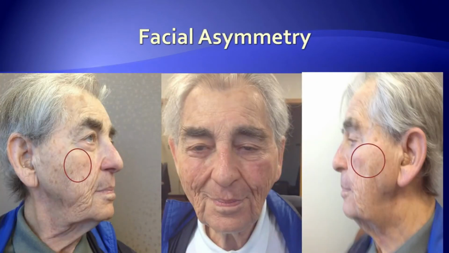Looking at facial asymmetry, it's not really apparent, but when you look from side to side, you can see that the cheekbones on either side are at nearly equal heights. It appears that his right-side cheekbone is a little bit higher than his left-sided cheekbone.